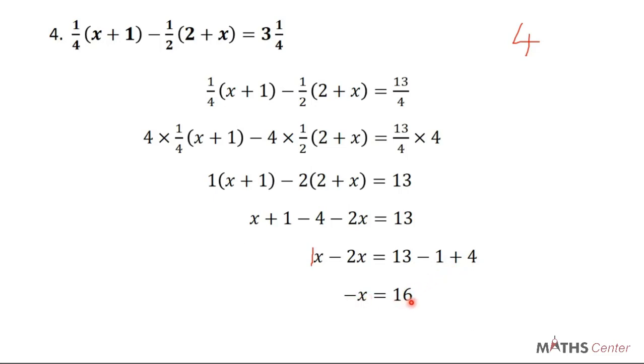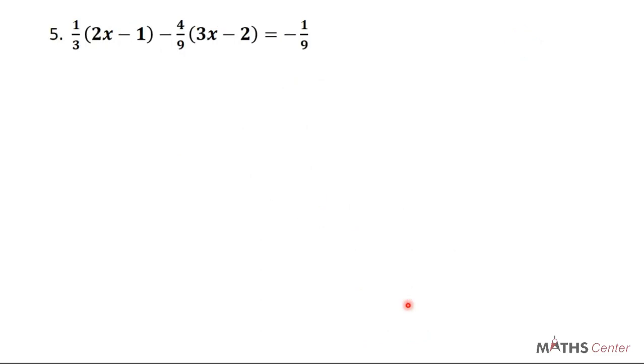The question told us to find x, not minus x. So you divide both sides by minus 1, and when you do that, x will give us minus 16. Let's consider the last example here.